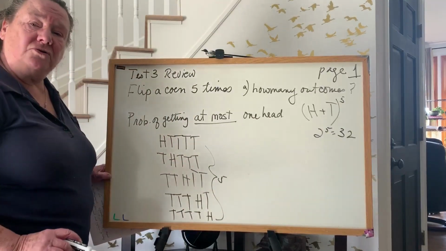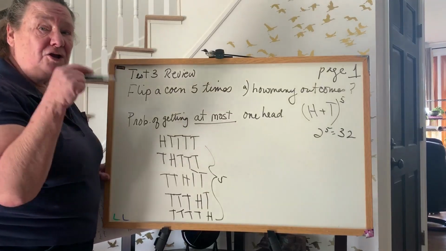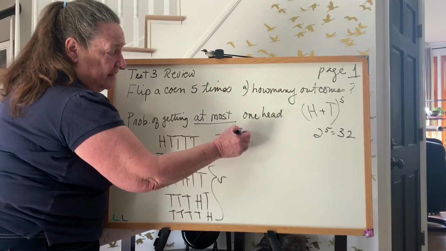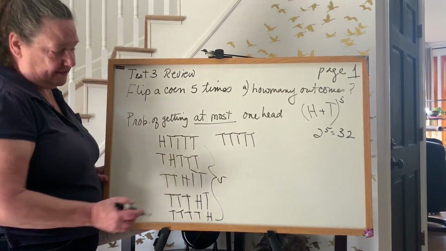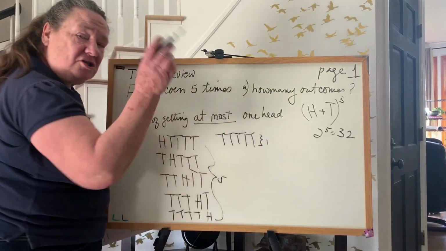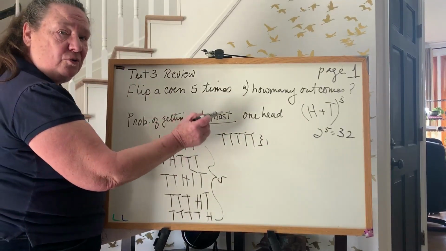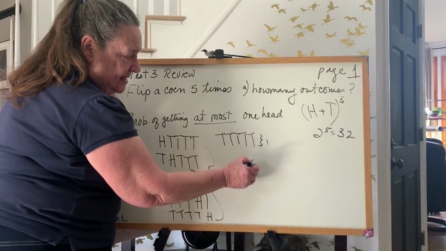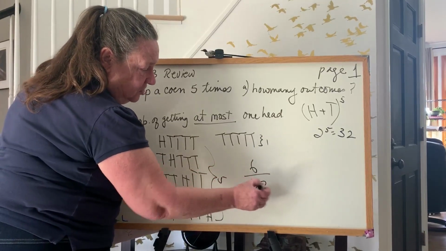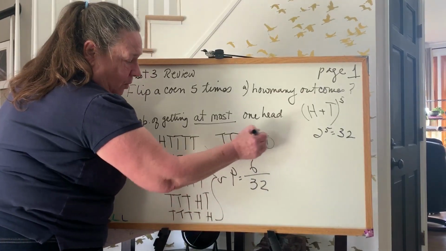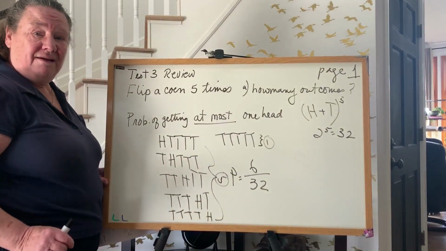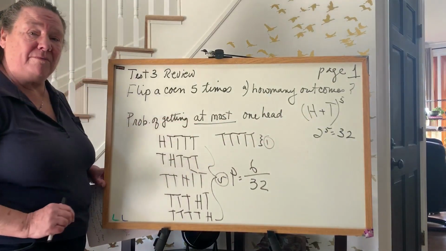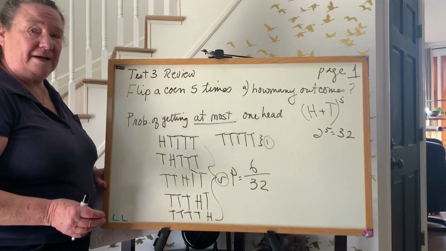But I said at most 1 head. There's 1 head. You could have no heads, in which case the situation would be 5 tails. So there's really 6 outcomes for at most 1 head. What's the probability of having at most 1 head? 6 out of 32. This one and these 5. Okay? So, anytime you're asked about that, I strongly suggest you do that formula as opposed to doing the tree. Okay.